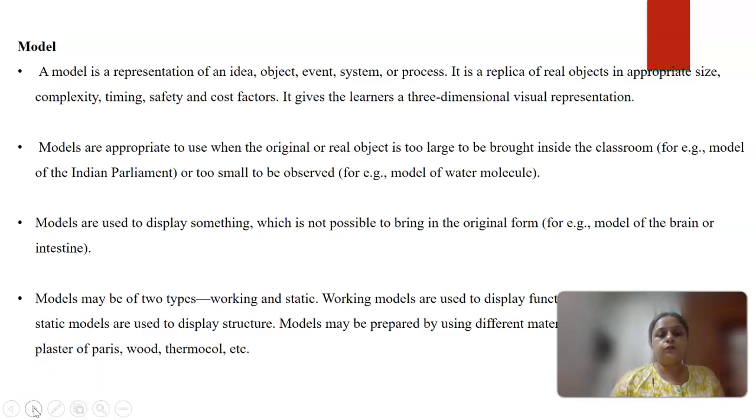Models are of two types. They are working or static. Working models are those that display functions and processes, while static models are used to display structure. And models can also be made by the teacher with the help of students, and they can use different materials like paper, cardboard, clay, plaster of Paris, wood, thermocol, etc. to prepare their own models inside the classroom.